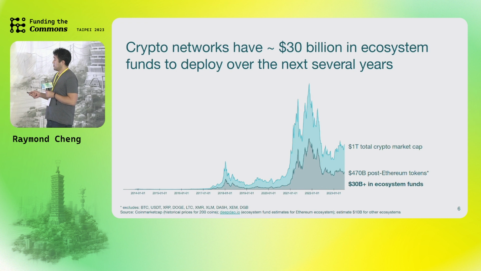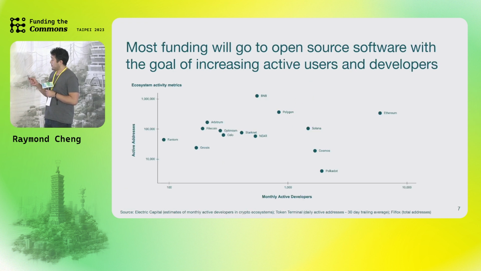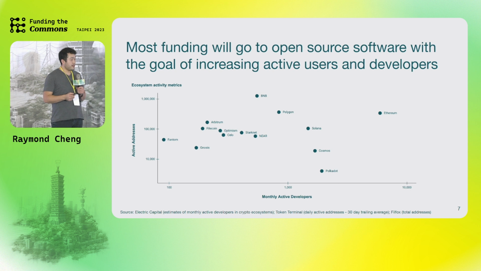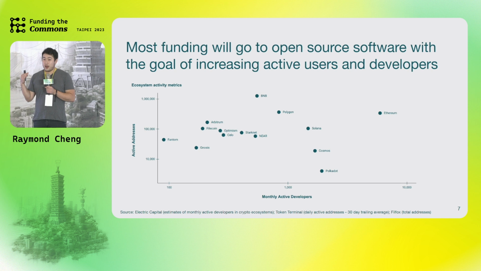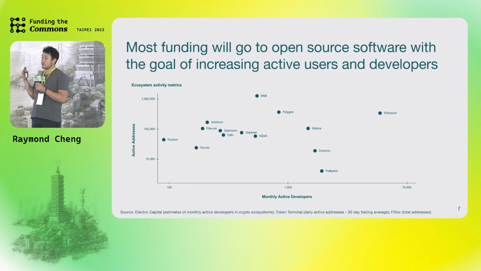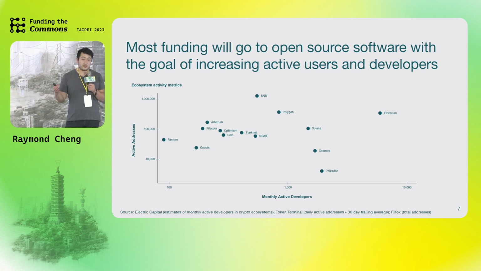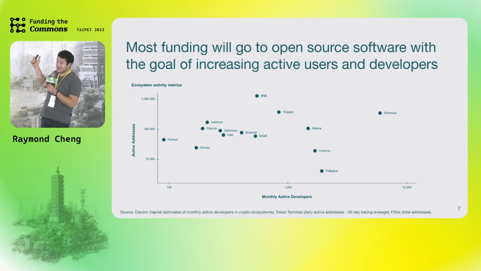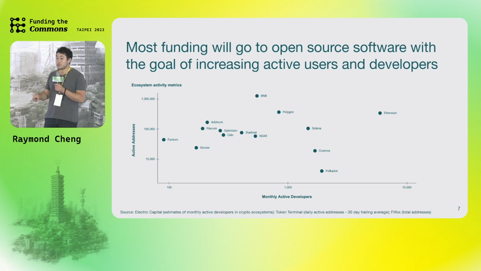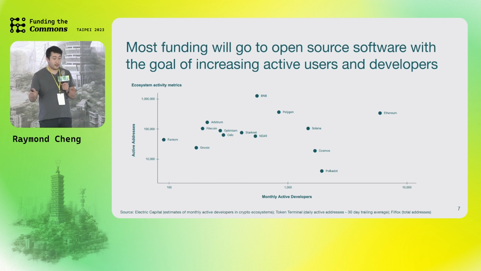For the most part, every single crypto network is funding towards this graph right here. On one axis, high quality, highly engaging, useful developers building engaging applications that bring on sticky users on the y-axis here. Everybody wants this to go up and to the right, and we don't actually have a clear understanding of when we make grants, when we make funding allocations, what are the things that actually lead to this? What are the funding programs that are leading to real continued sticky users as opposed to just short-term blips in traffic?